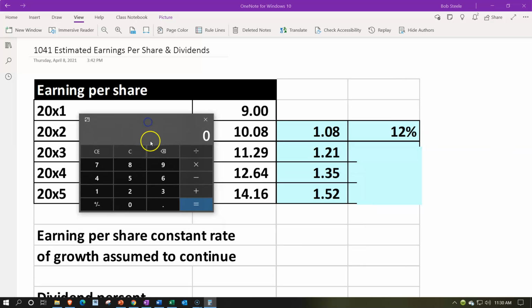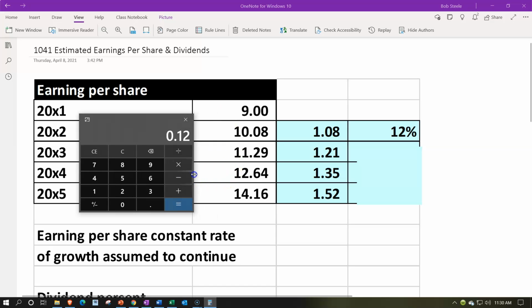When we have an increase, we'll typically take the current year, 10.08, minus the prior year, 9. That would give us our difference, the 1.08. That's the difference. We take that and we divide it by the prior year, 9. So we've got the percentage increase, 0.12 or 12%. That's going to be our typical type of calculation for a percent increase.